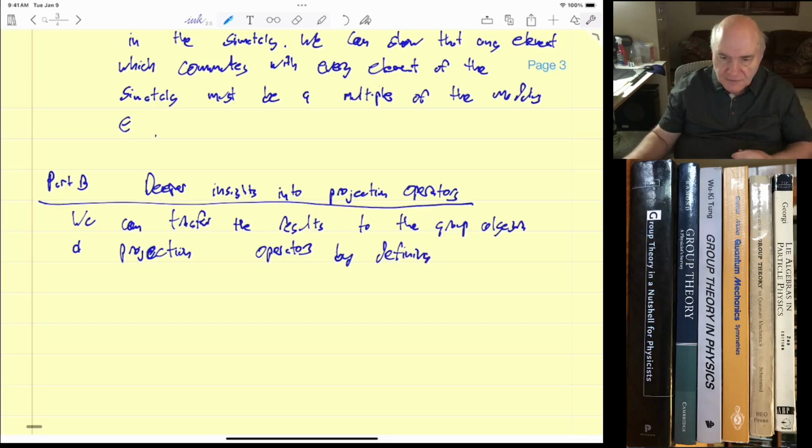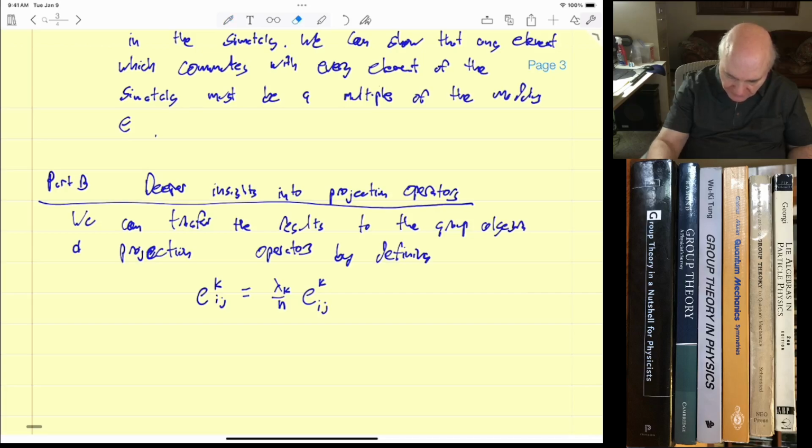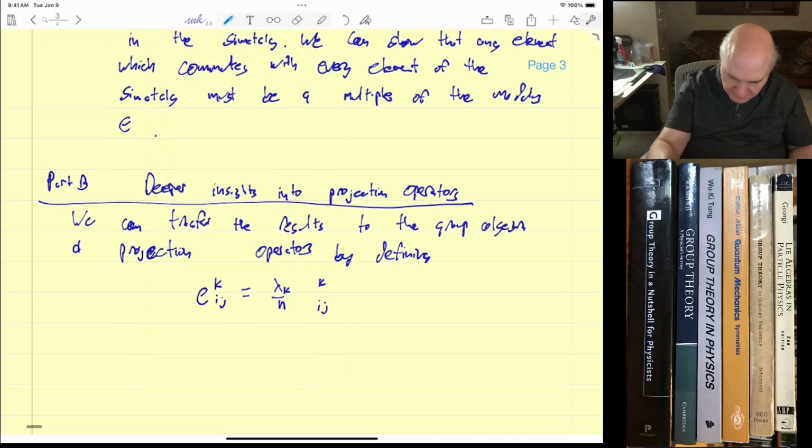I just want to check one thing here. Okay. By defining E^k_ij equal to lambda_k over n rho^k_ij. And my rho's and E's sort of look the same, so I'm going to redo this one. Now that's definitely a rho.